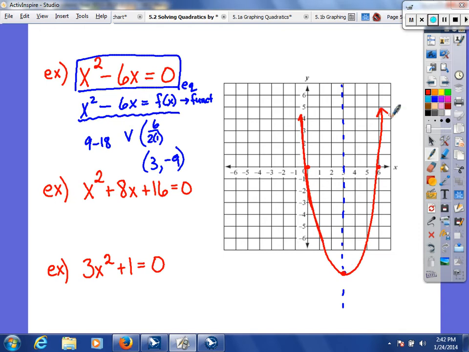That's going to be part of your assignment. Graph the parabola. We did. Identify, and now we got to solve it. So to solve, we're looking for where does it cross the x-axis. It crosses at 0 and it crosses at 6. Those are our solutions.